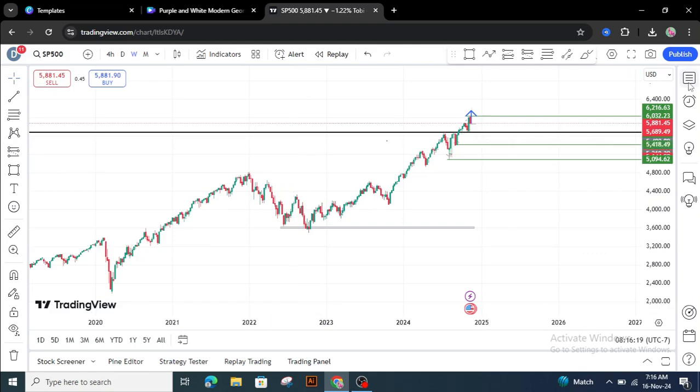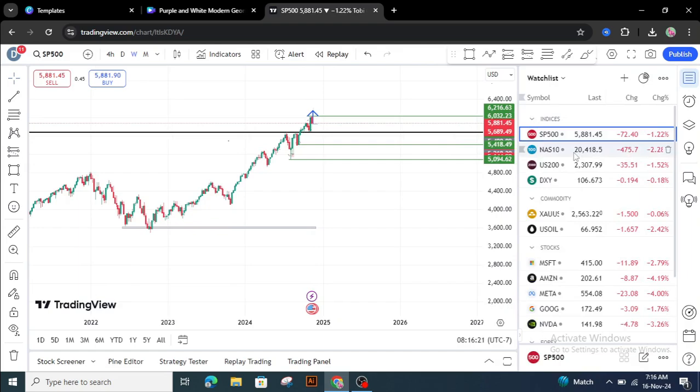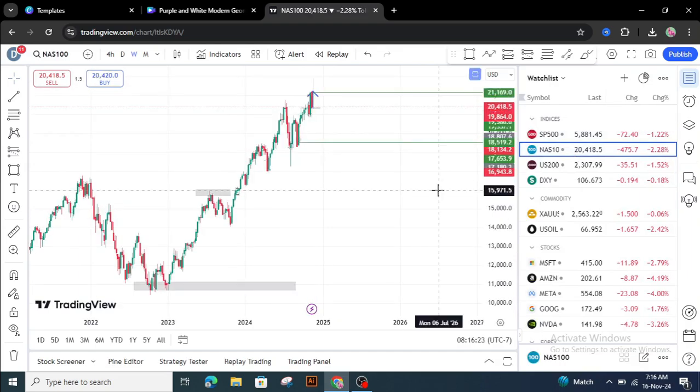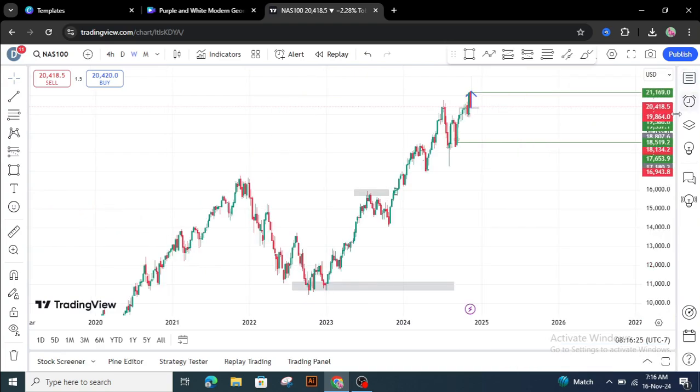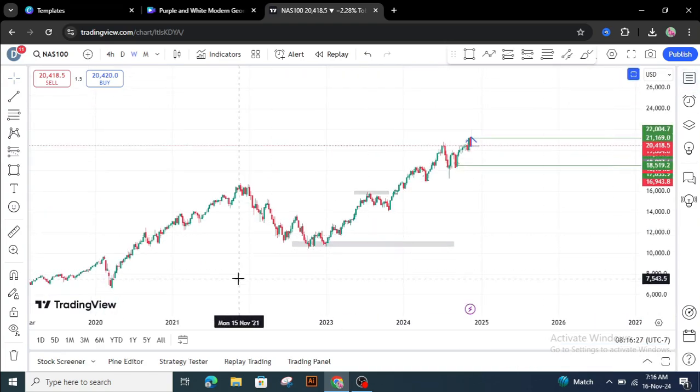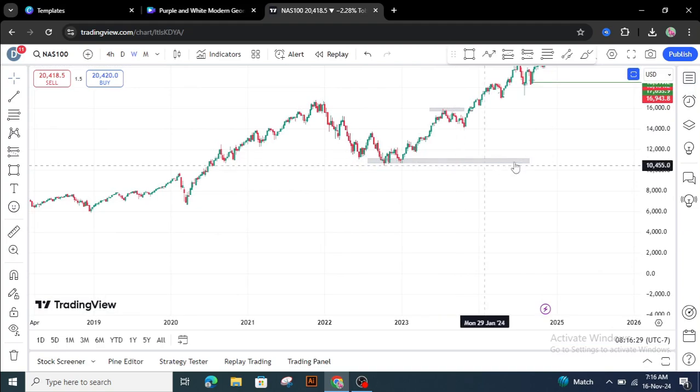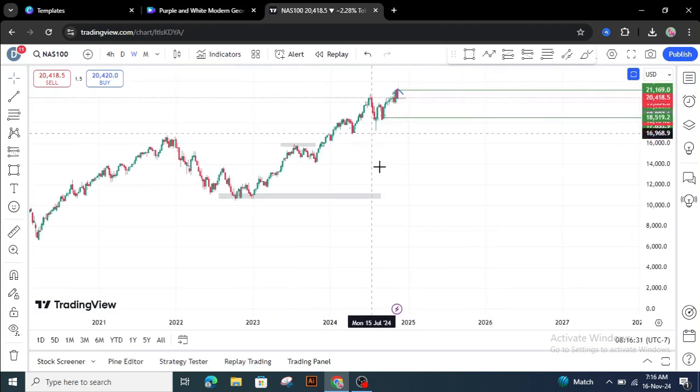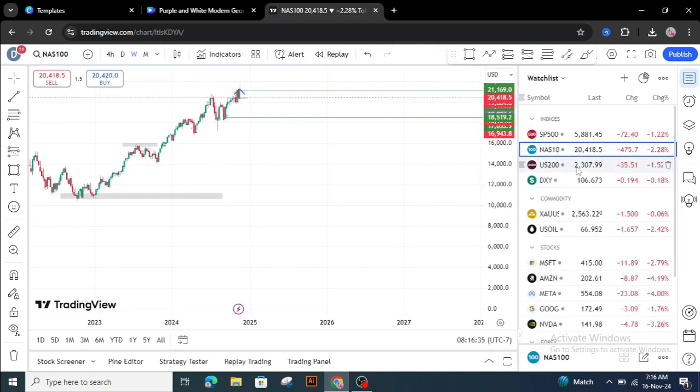The same thing is applicable if you check Nasdaq too. Let me zoom in so that you can see. Look at Nasdaq too. Similar thing. You want to consider buying these assets all the time. The same thing is applicable when you are trading gold. It is preferable to buy gold than to sell.